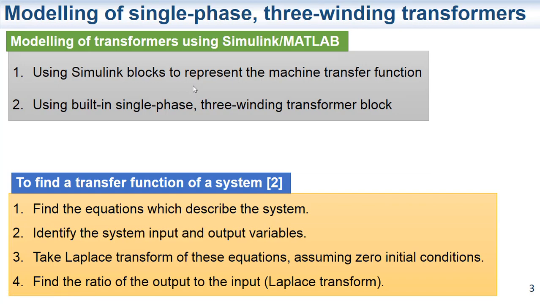Two approaches will be used to model the 3-winding transformer. The first approach is to use transfer function blocks. In the second one, we're going to use the 3-winding transformer block, and the second approach is used to validate the first approach. Now, in order to find the transfer function of a linear system, these 4 steps will be followed.